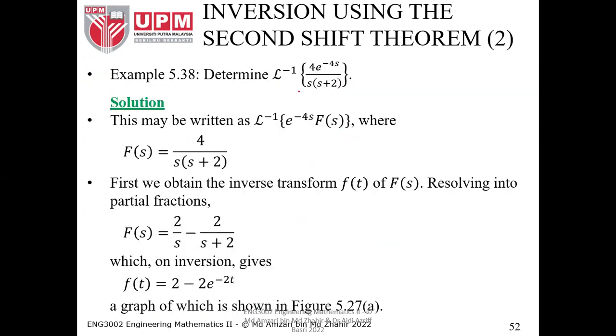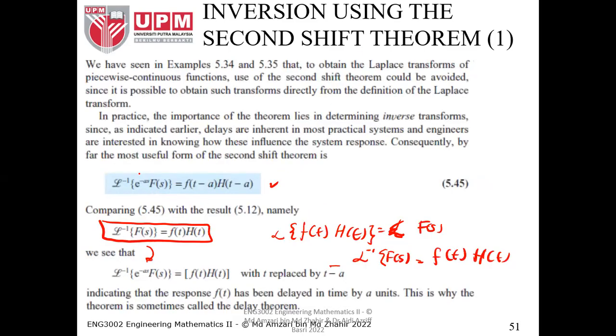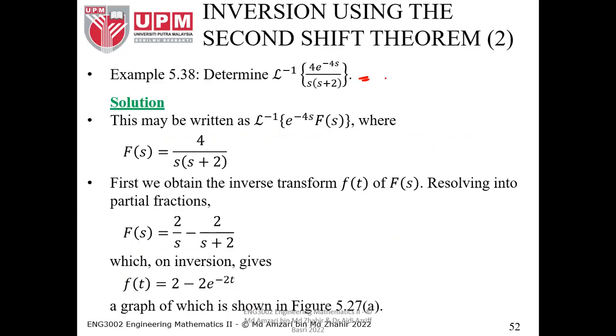Okay, for example, we have the Laplace inverse of 4 e^(-4s) divided by s plus 2. This can be written in terms of the second shift theorem, where we have the inverse of e^(-4s) F(s). So your function F(s) is 4 over s plus 2. We just take it out, because you know the second shift theorem has the term e^(-as) F(s). So you want to change this into the form e^(-as) F(s).